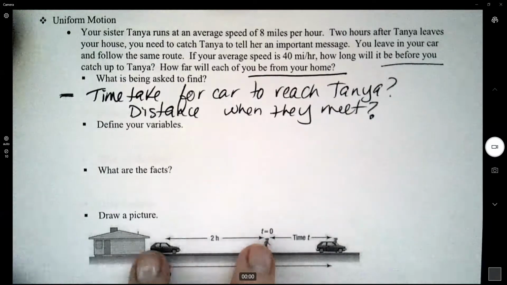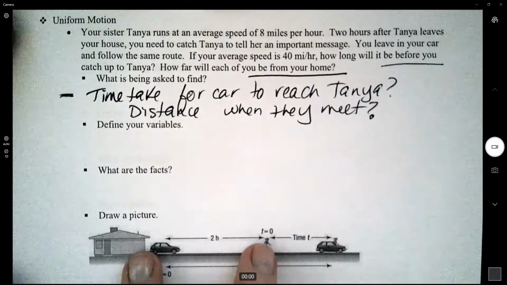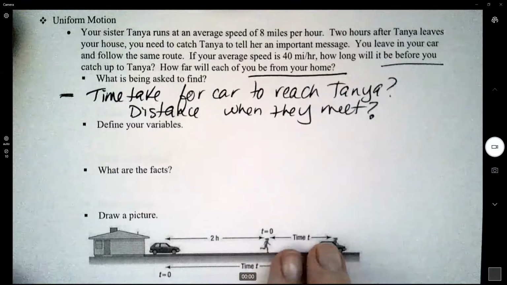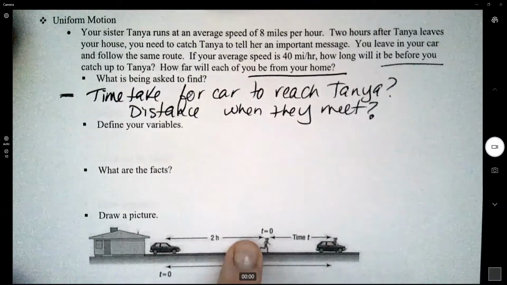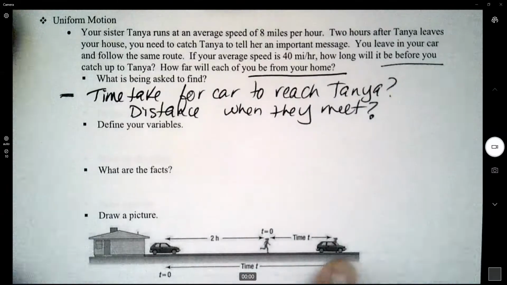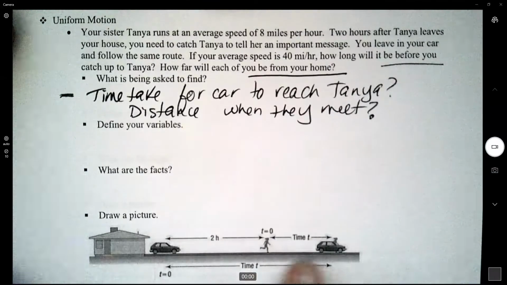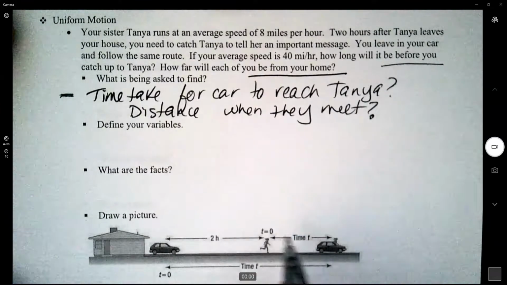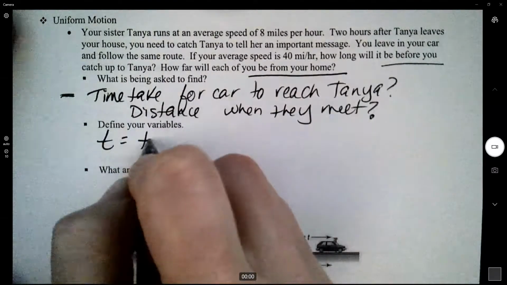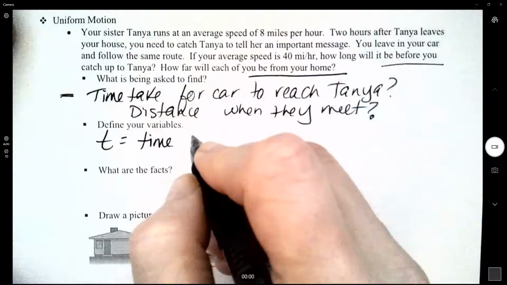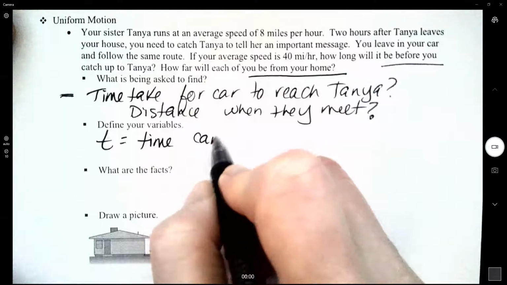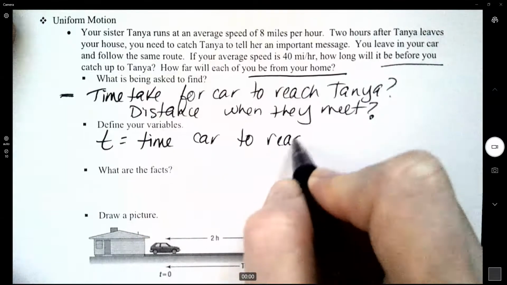Okay, Tanya's already running. So she's already 2 hours ahead of me, and then I'm going to start driving. And by the time they catch up to each other right here, how long has that been? Obviously, it's going to be 2 hours plus some extra time, because she's already been running for 2 hours before I start driving. So I know my estimate's going to be over 2 hours. So I'm looking for the time t that it's going to take. So t is going to be the time in hours that it takes for the car to reach Tanya.